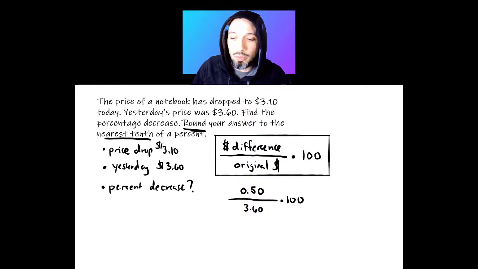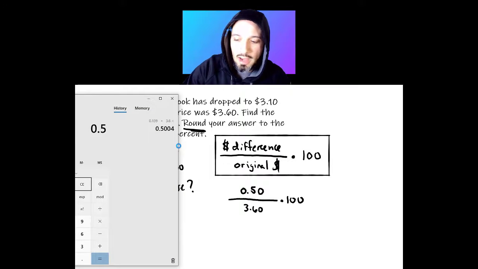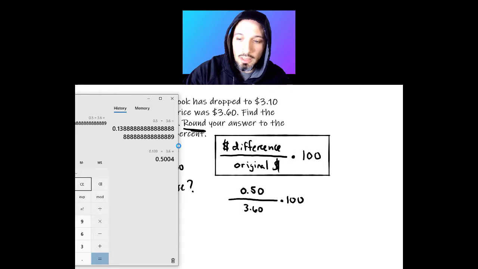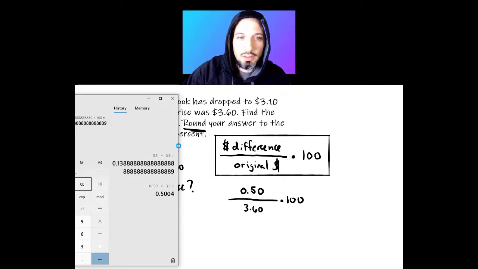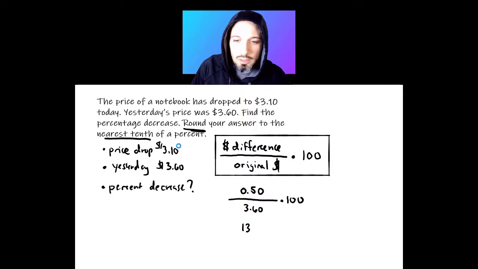So I'm going to do this in the calculator. I'm going to do 0.5 divided by 3.6. I'm going to hit enter. And I'm going to take this answer and multiply it by 100. Enter. And I can see that I get 13.8 repeated. So 13.888, and it keeps repeating.